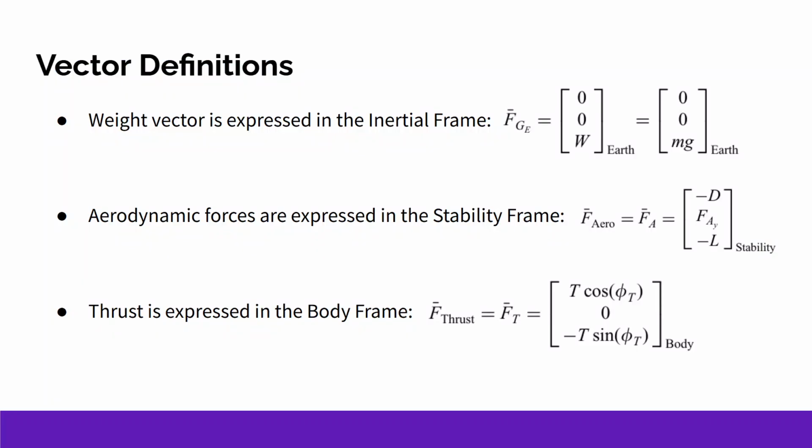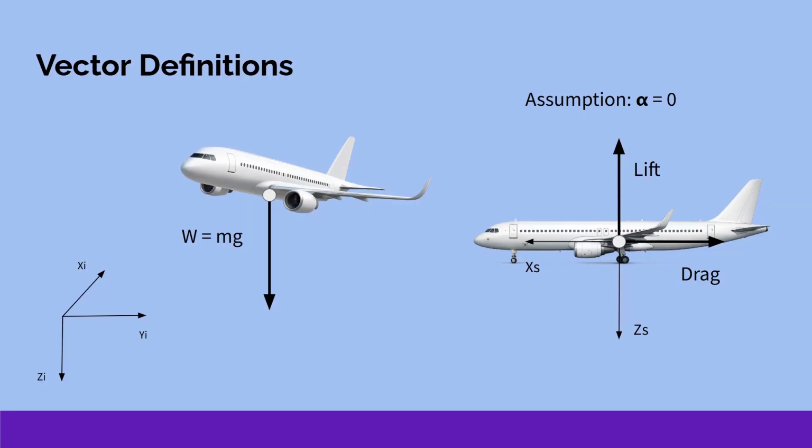In terms of the thrust vector, it is angled with respect to the body x-axis by the angle phi t. And the reason why the z component is negative is because in this book, it is assumed that the thrust vector is pointing up in relation to the x body axis, and the projection onto the body z-axis is pointing in the opposite direction as the positive z-axis, and for that reason, it is negative.